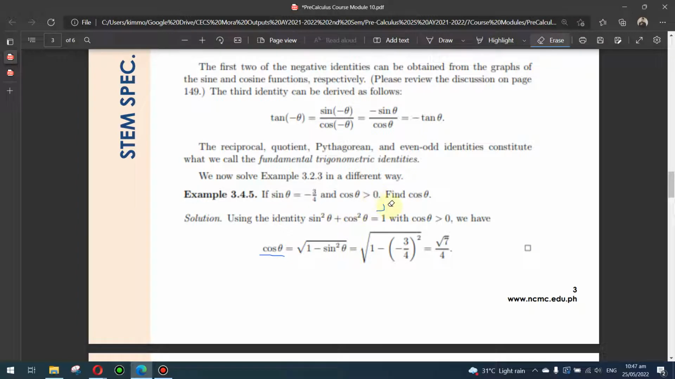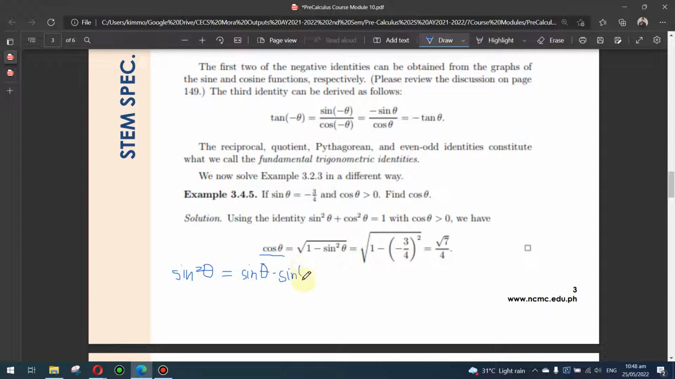value sa ato ang sine theta, which is equal to negative 3 over 4. So that's why we have 1 minus, so sine squared theta is negative 3 over 4 squared. Actually, sine squared theta, wala man na siya sa inyong calculator, no? That is equal to sine theta times sine theta.